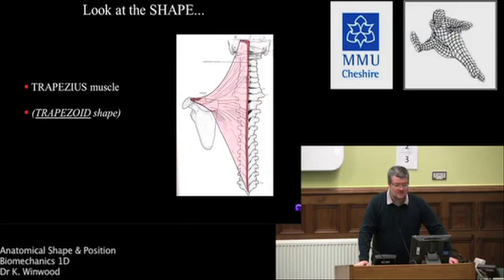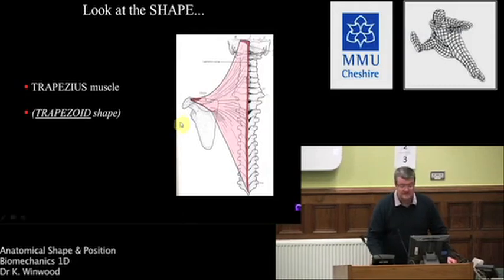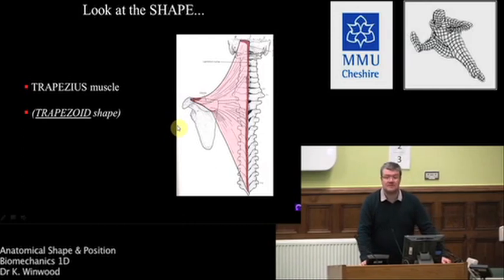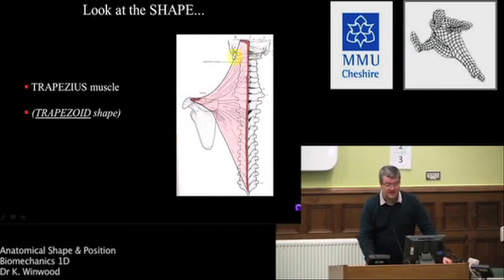Today's talk is going to look at anatomical shape and position, and the terminology we use within anatomy. For example, when looking at shape, you can see many muscles that contribute to their name.